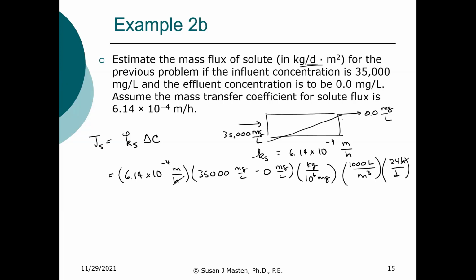So let's just check. Hours cancel, milligrams cancel, liters cancel. We have meters here, meters cubed there, so we have meters squared. So we've got kilograms per meter squared per day. And once we solve that, it is equal to 0.52. Okay, so that's the amount of salt per meter squared of membrane per day. That's our flux of salt, or solute.